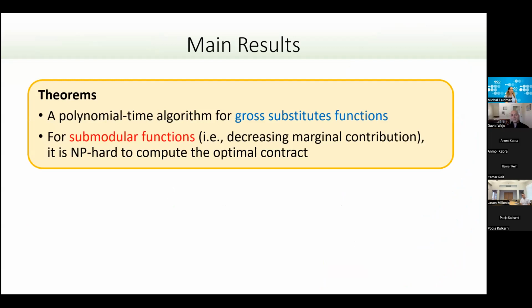Okay, good. So here is the theorem, the main results of this paper. First of all, we give a polynomial time algorithm for the optimal contract problem for cases where F is gross substitutes. And again, C is additive. C is always additive. And if we go slightly more general than gross substitutes to submodular functions, the class of functions that exhibits decreasing marginal contribution, then the problem is already NP-hard.